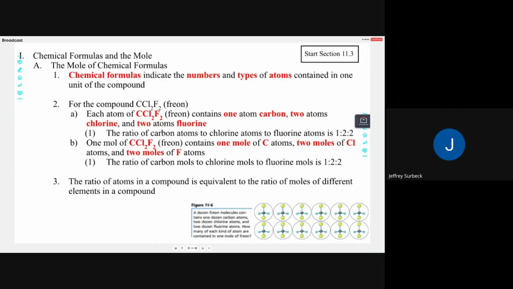All right, so with section 11.3, we continue driving on with everything that we've been talking about with the mole.